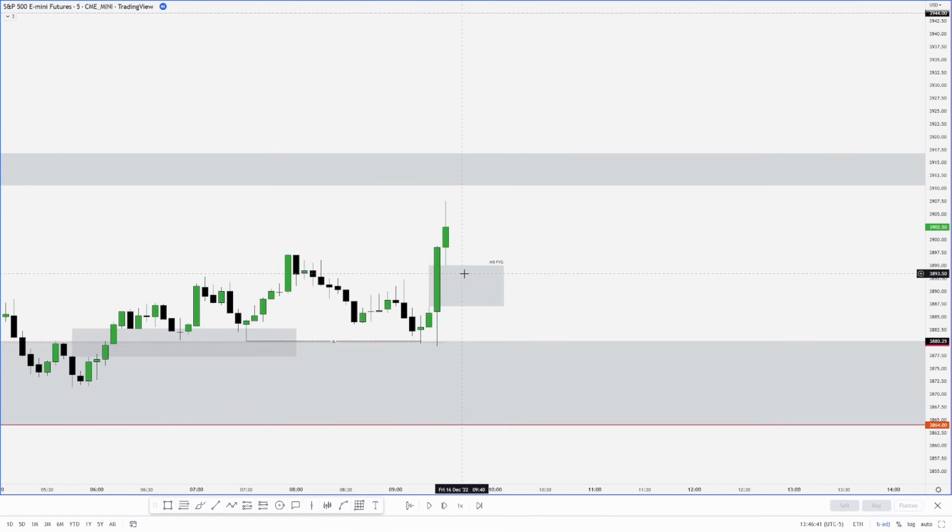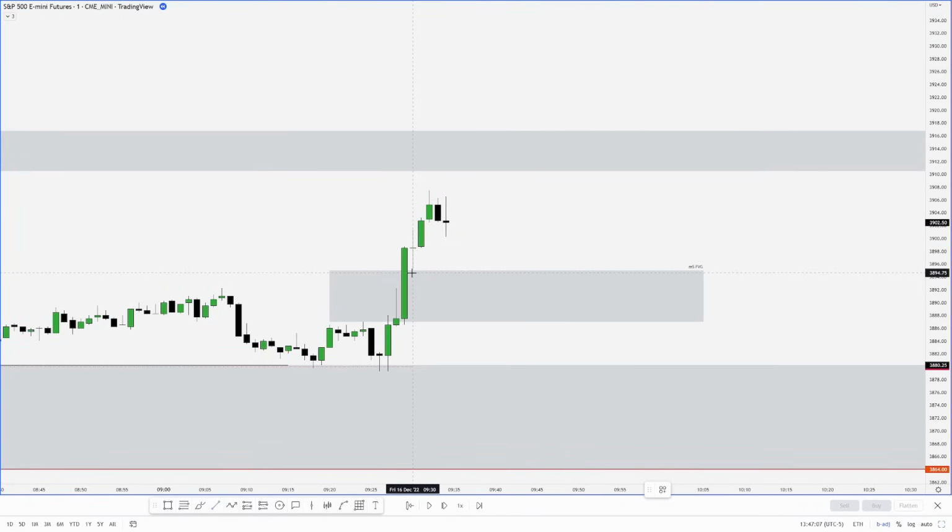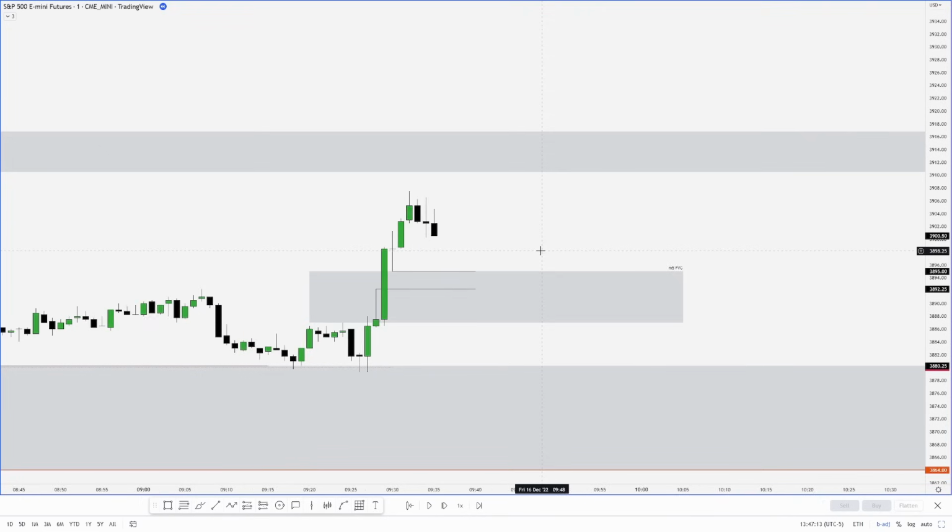right here. Now, if I'm under the mindset that we are reaching for this 4-hour block here, I'd want to see this being respected. So if price moves into it on a lower time frame, we drop down, look at the 1 minute, which lines up with the 5-minute fair value gap. So we'll look right here.